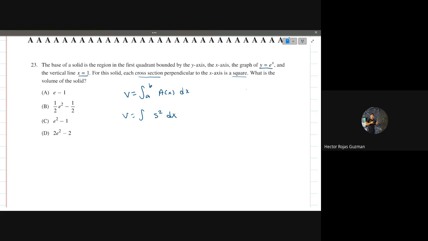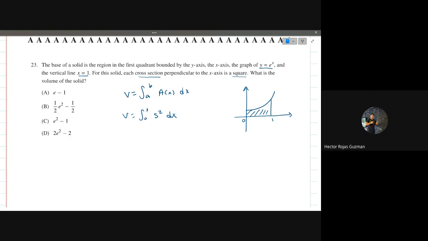Now, doing a graph for this scenario can help you visualize the setup. e to the x is an exponential function that looks like this. And it is bounded in the first quadrant with the vertical line x equals 1. So we're talking about this region right here. And that means my limits of integration are going to go from 0 to 1.